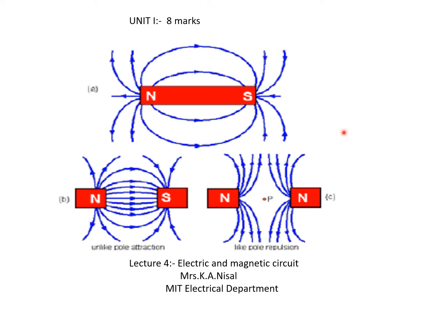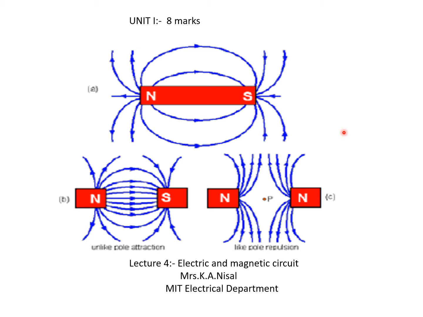In yesterday's lecture, what have we studied? We have studied the electric circuit. So what is an electric circuit? An electric circuit is nothing but a closed loop. A circuit is anything which is closed. It forms a loop that is known as a circuit, and when electricity passes through it, it is known as an electric circuit.